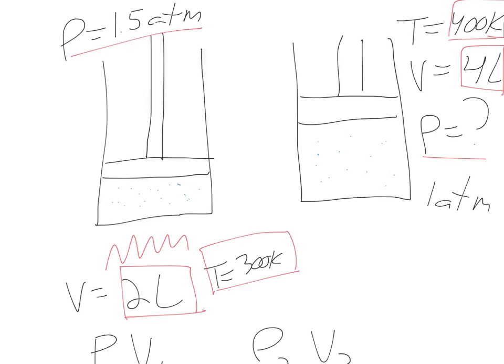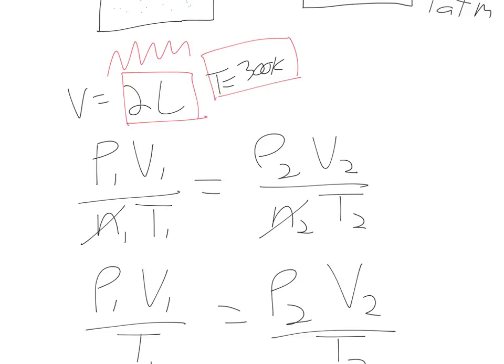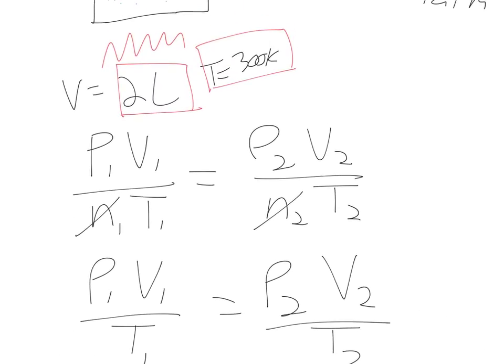So that's an example of a combined gas law problem. Very common. Usually, you'll notice in all 3 examples I gave, I did not change N. Usually we do not. It's very rare to see N being changed. But it can happen.